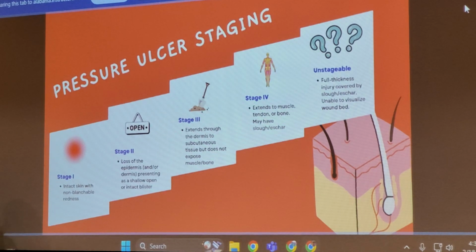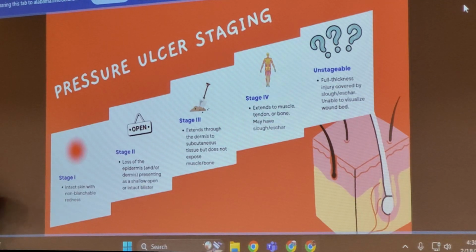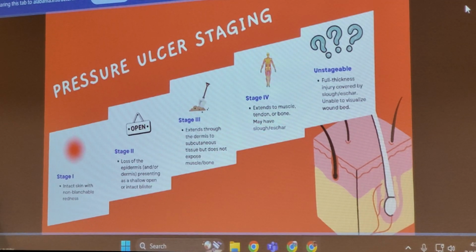It might even feel a different temperature compared to the surrounding skin, and that means that we have started to develop a pressure injury. But at this point, I can reverse it. So you want to catch them at stage 1 because I can reverse it.